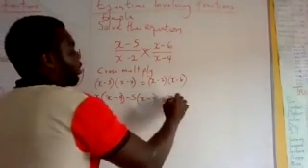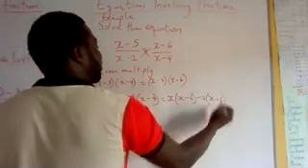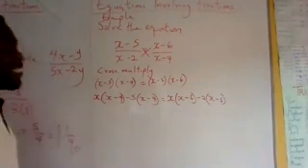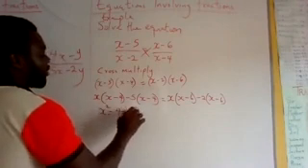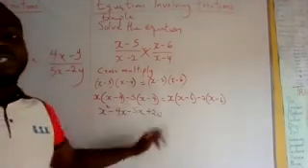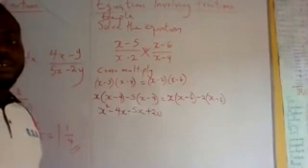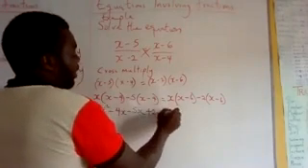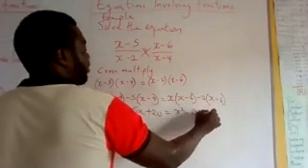x open bracket what? x minus 6, minus 2 open bracket what? x minus 6. So what do we do? We open the brackets. So x multiplied by x is what? x squared minus 4x minus 5x plus 20. Why? Because minus times minus is what? Plus. Minus times minus is plus. So 5 times 4 is 20. So the same thing here, x squared minus 6x minus 2x plus 12.